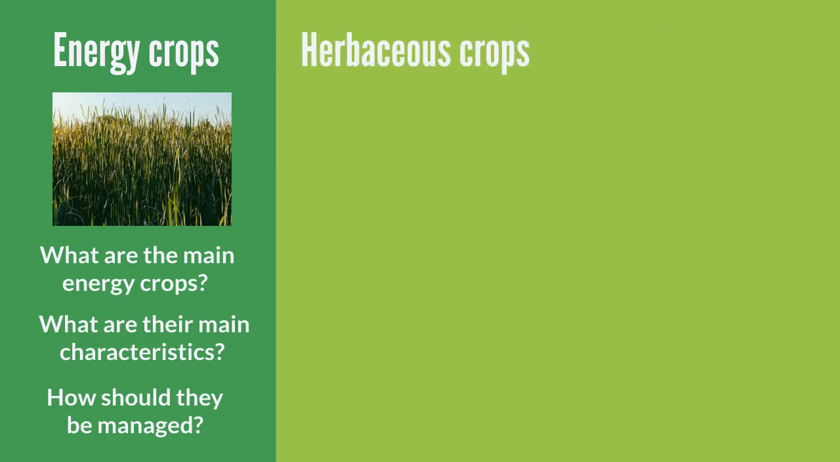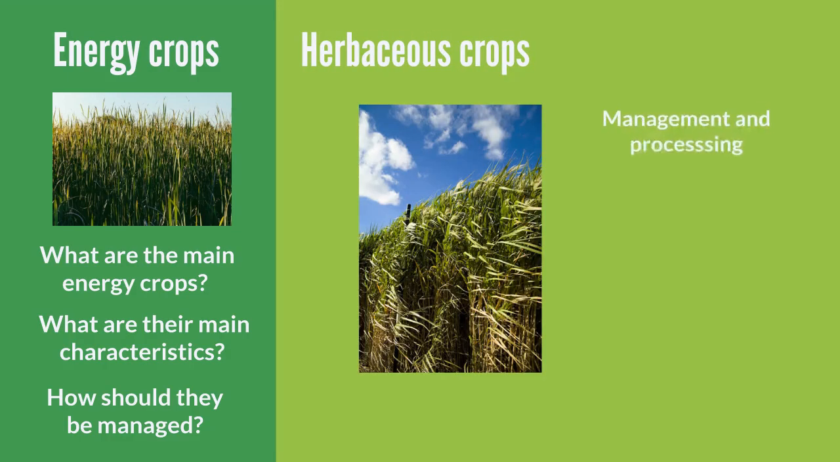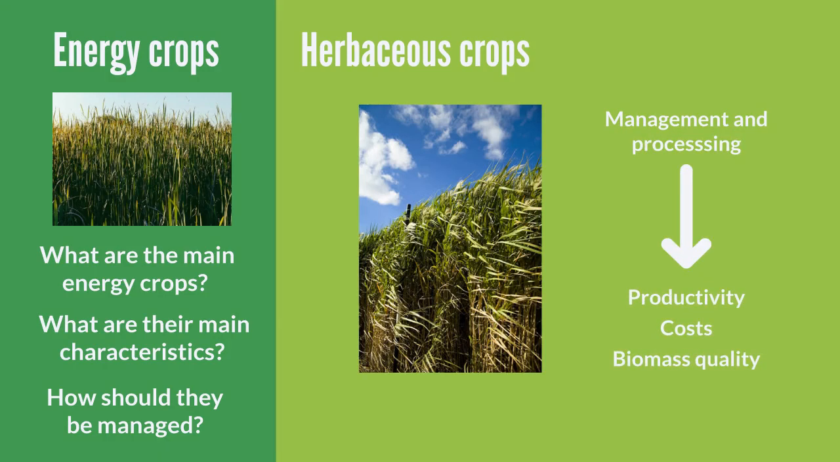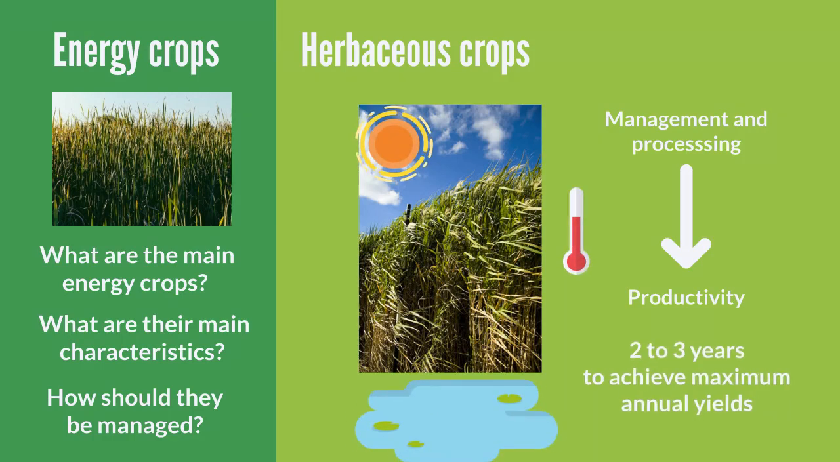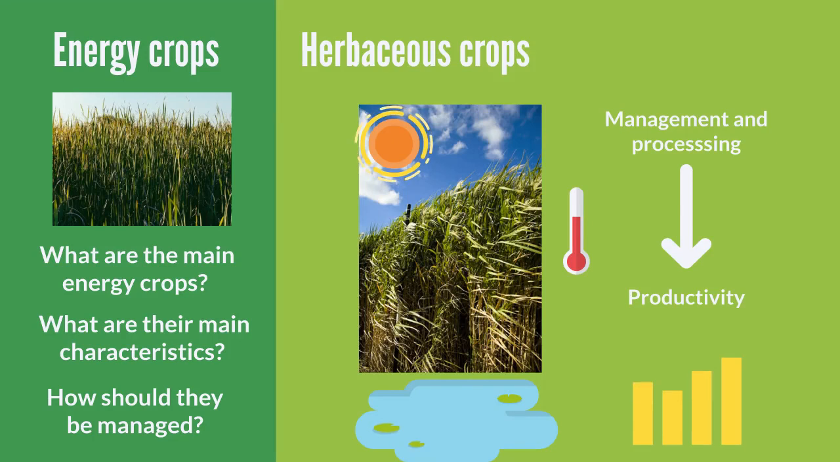Let's focus first on herbaceous crops. How crops are managed and processed influences productivity, costs, and biomass quality. When growing herbaceous energy crops, it must be taken into account that after planting, a minimum of 2 to 3 years is required to achieve maximum annual yields. Permanent irrigation may not be cost-effective. To obtain a high yield, key determinants are sunshine, temperature, and water availability. Their annual variability results in annual yield variations.